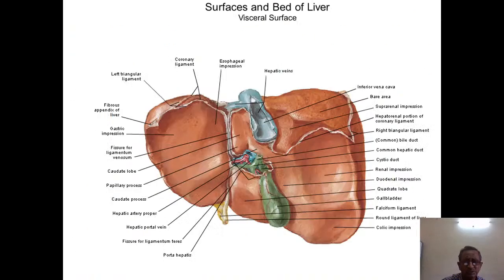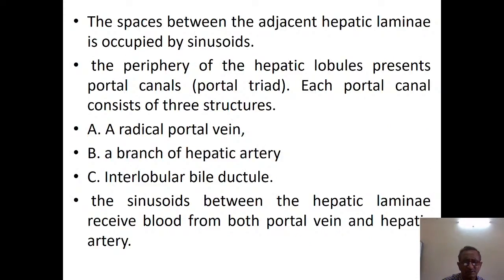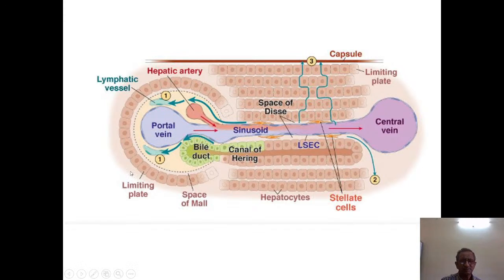Again, I'll show you. Here, this is the space of Disse present between the hepatic laminae and the sinusoid. In between the two hepatic laminae, I told you, there is the sinusoid. A sinusoid is nothing but a space occupied by blood and covered by loosely arranged endothelium. That is, there are many open spaces that can allow fluid to move inside out and outside in. So these sinusoids connect the central vein and the portal vein.